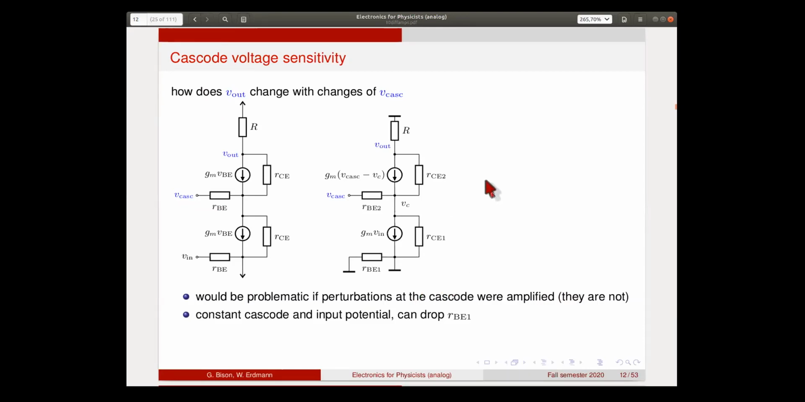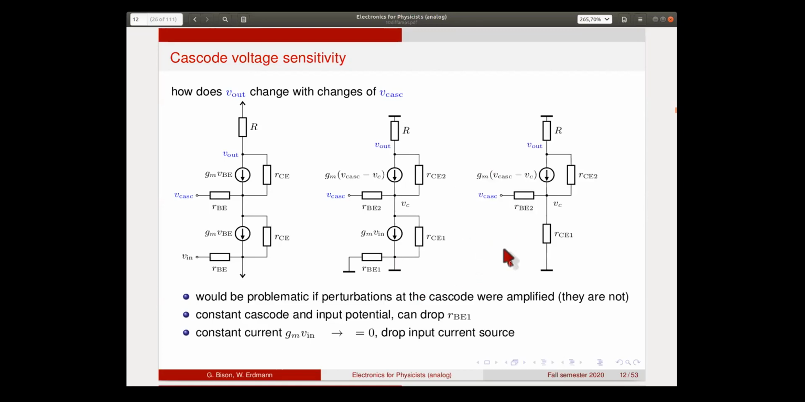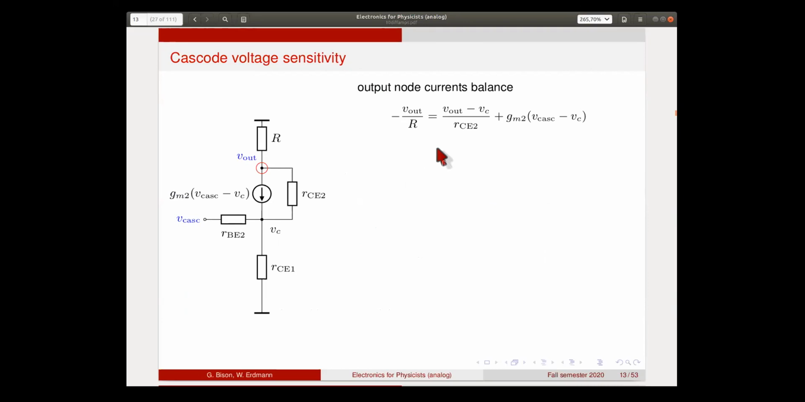We can use the same picture here, but the simplifications are slightly different because now we have to keep this resistor here. Without that resistor, it's not really defined. Okay. We can still drop the RBE1 because we keep the input voltage constant, and we can drop the current source. So again, we do the same thing with the output node current balance.